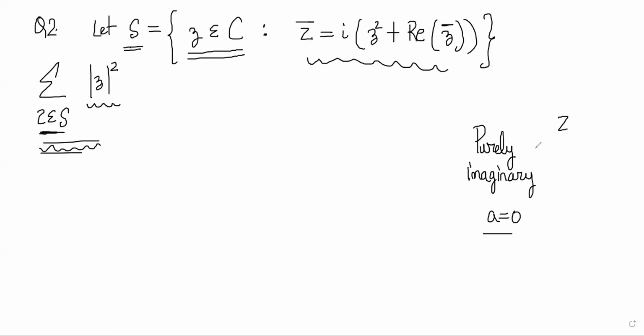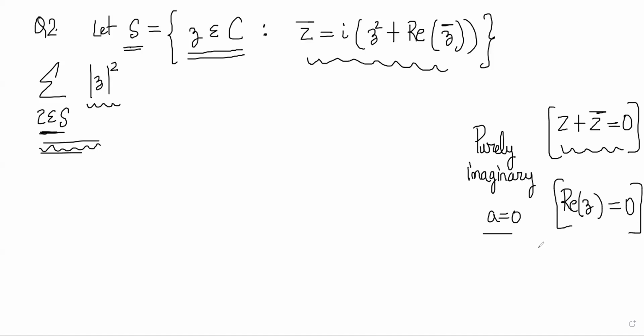If Z is purely imaginary, you can say that Z plus Z conjugate should be 0, or real part of Z is 0. These are the things which will tell you that it is purely imaginary, right? Both are the same thing, by the way, just different ways of saying it. Do you understand what I'm saying? Yes sir.